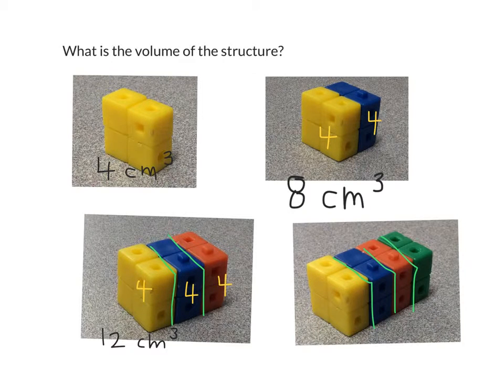This time, how many layers do we have? 4 layers. There's a yellow layer, a blue layer, an orange layer, and a green layer, right? And in each layer, how many blocks do we have? 4. There's 4 blocks in the yellow layer, 4 blocks in the blue layer, 4 blocks in the orange layer, and 4 blocks in the green layer. So what's 4 plus 4 plus 4 plus 4? 16. So all together, how many blocks are there in this structure? 16. So what's the volume? 16 cubic centimeters.